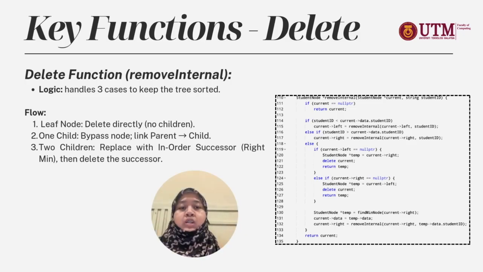Case 1, the node is a leaf. If the node we want to delete has no children, this is the simplest case. We just remove it directly because it doesn't affect any other part of the tree.